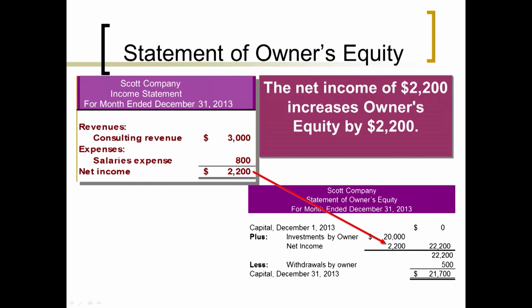Make sense? If it's a net loss, does it go right in the same place? Very, very good question. If it is a net loss, it's subtracted from capital, and you would put it down here with withdrawals. Okay, you'd say net loss or whatever. Good question. Okay? Does that make sense? So you have a beginning balance of capital. You add the investments by owner. You add the net income. You subtract the withdrawals, and now you have your ending balance of capital.